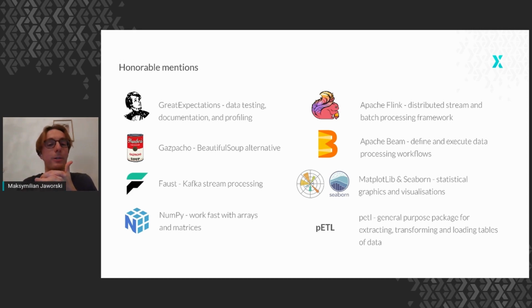We've got two of Apache Spark's siblings, so Apache Flink for streaming and Apache Beam for building data pipelines. Now, it's worth mentioning Apache Beam because it is used by Google Cloud Platform in their service called Dataflow, right? Apache Beam is included in Dataflow. We've got Matplotlib and Seaborn for statistical visualizations and graphics. And we've got petl for simple ETL jobs.